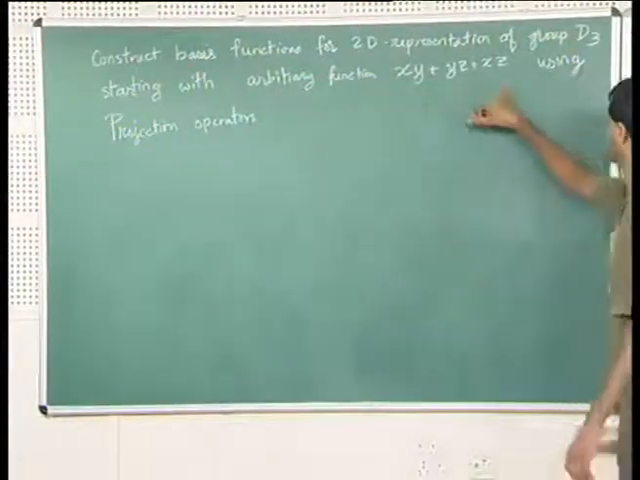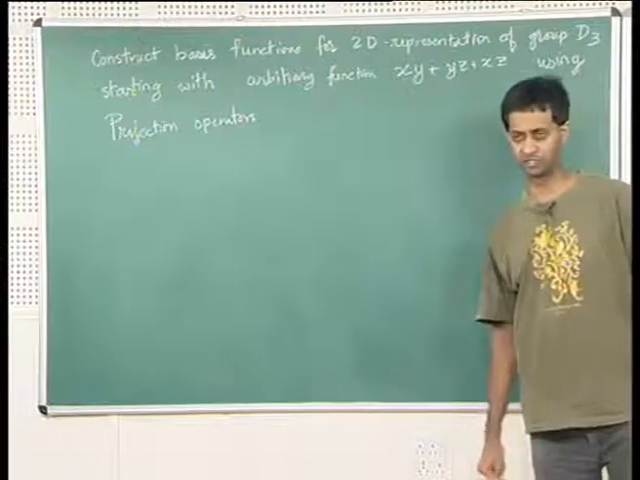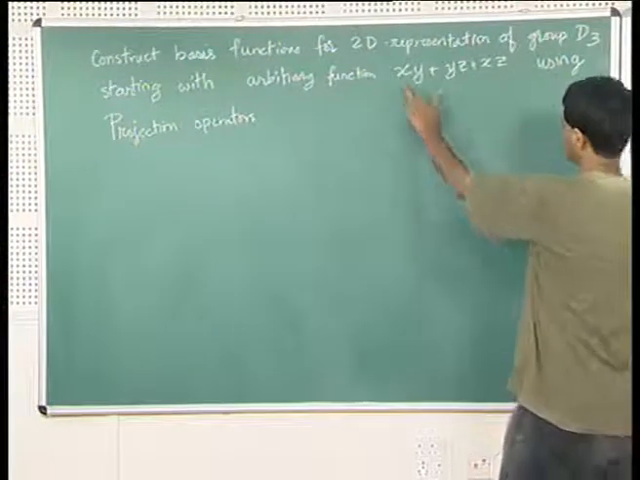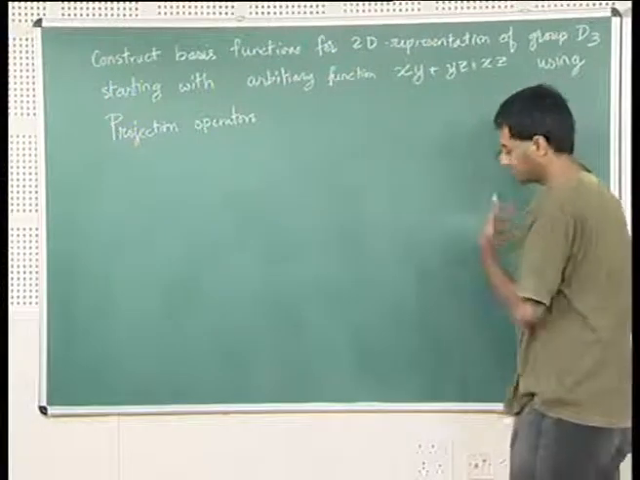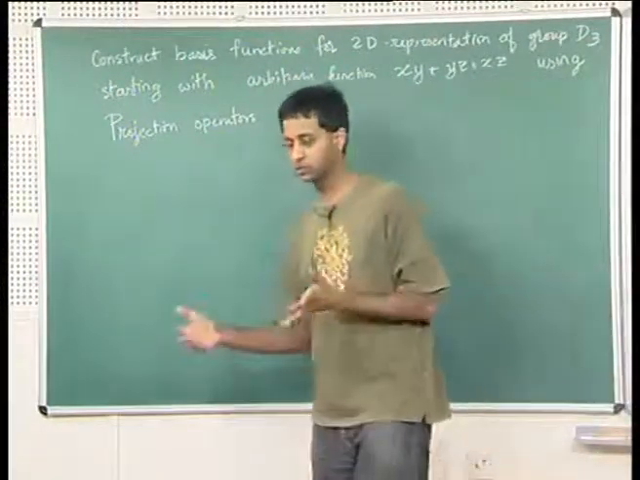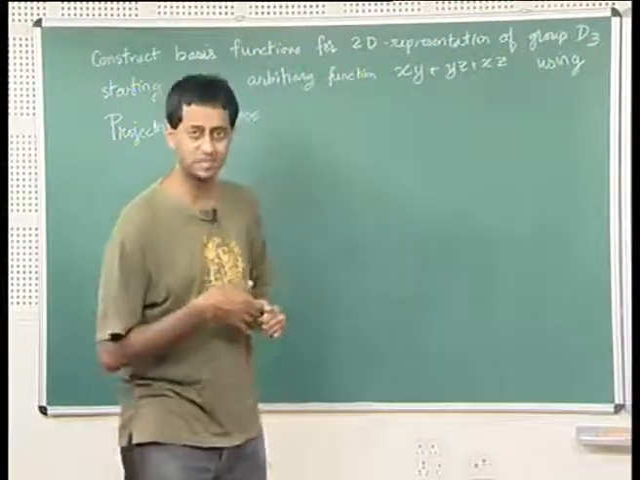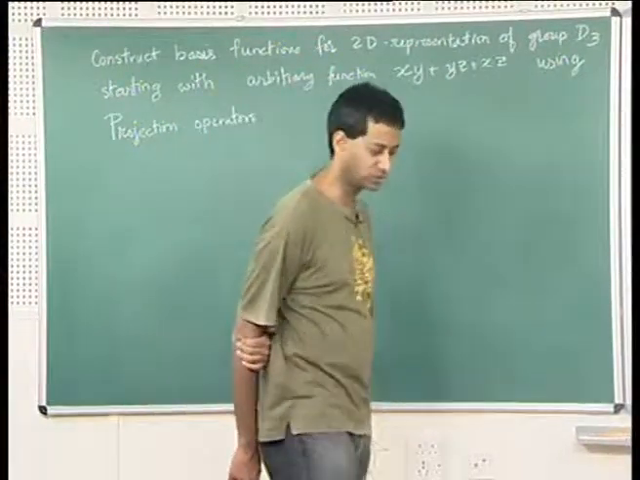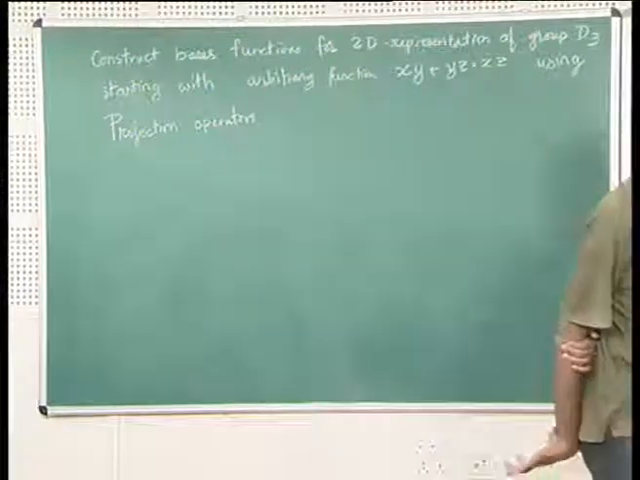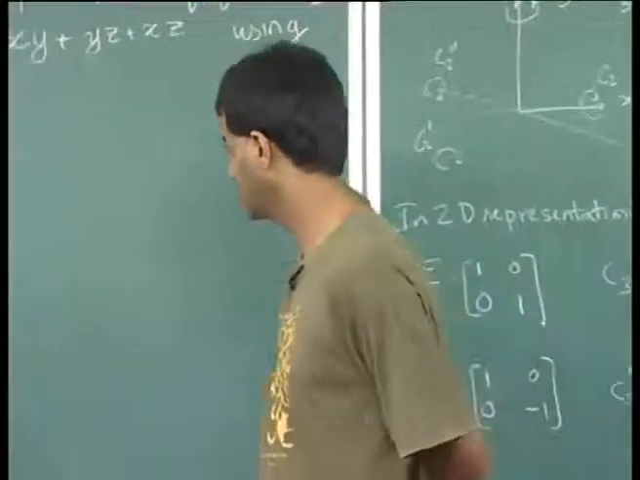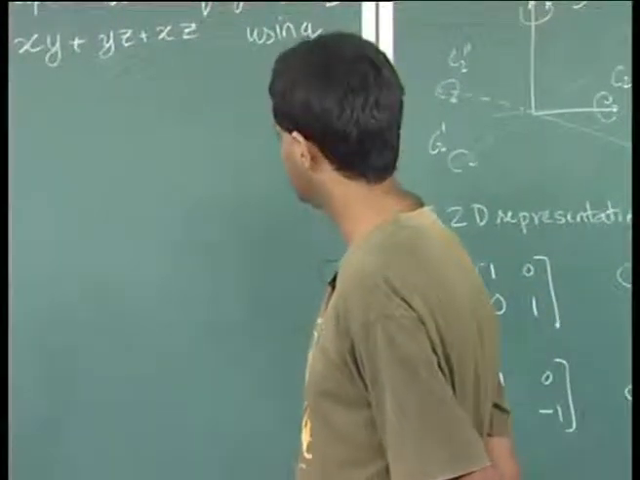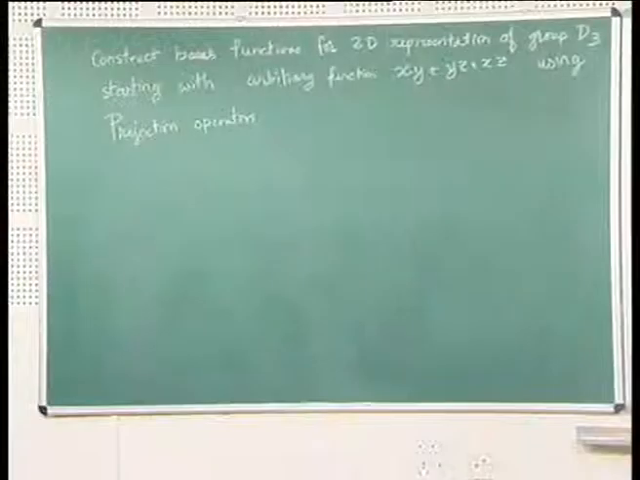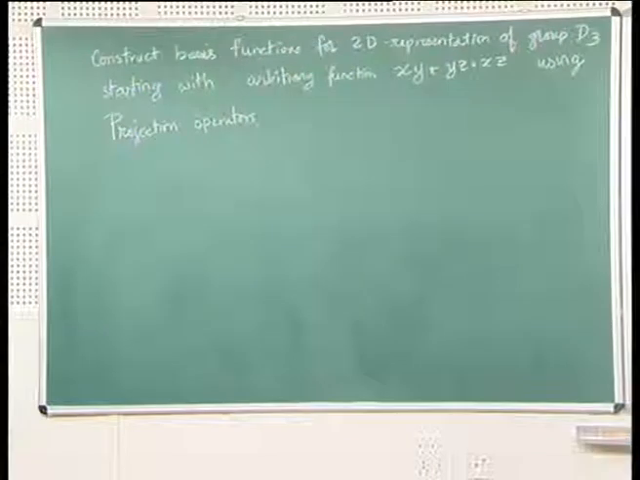xy plus yz plus xz, using projection operators. Our goal is to start with this arbitrary function, and assume for now that we do not know what a suitable basis for this two dimensional representation is. You have no idea what a suitable basis is. So then how do you use projection operators to construct the appropriate basis functions?